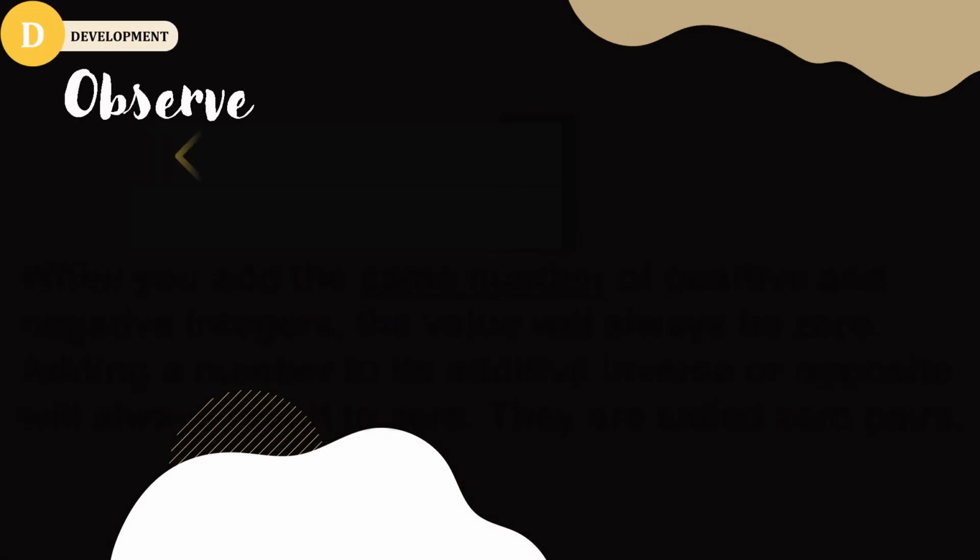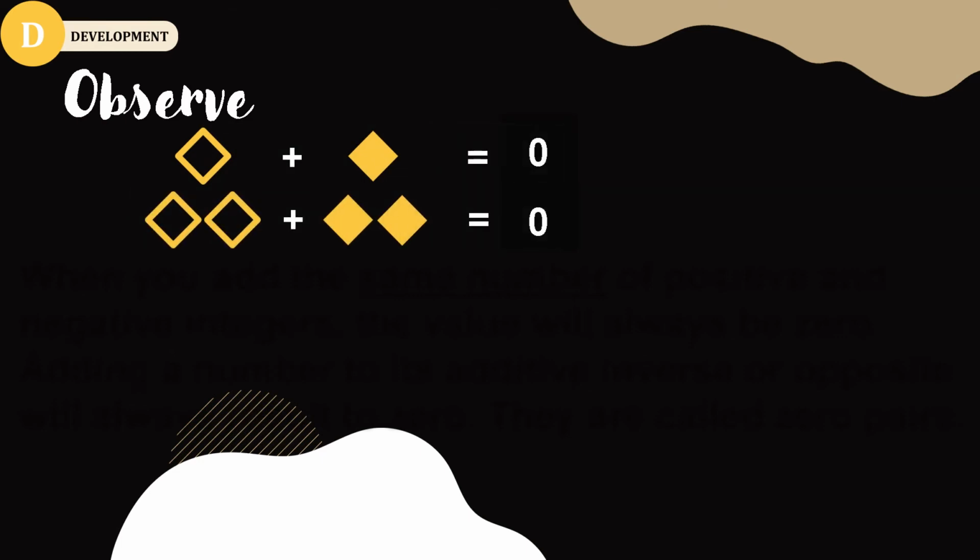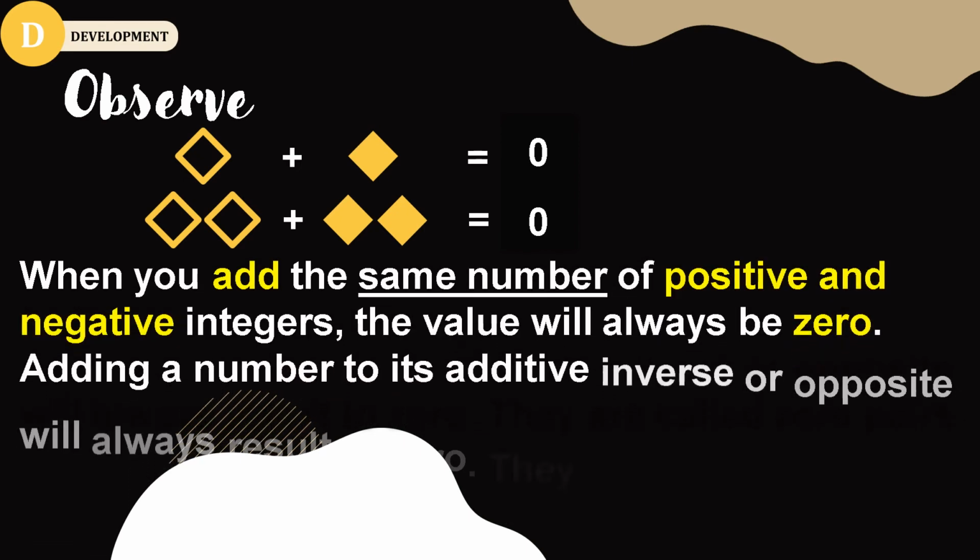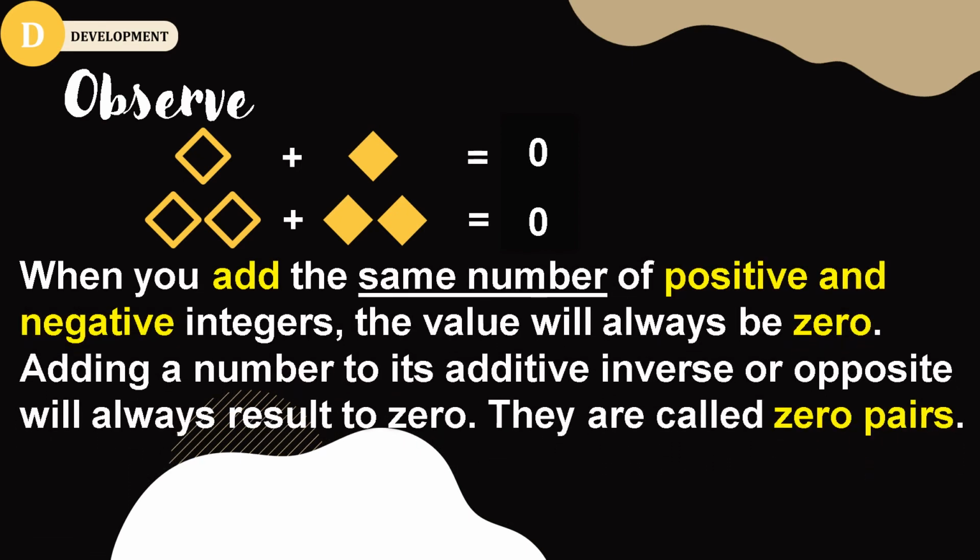Observe. When you add the same number of positive and negative integers, the value will always be 0. Adding a number to its additive inverse or opposite will always result to 0. They are called zero pairs.